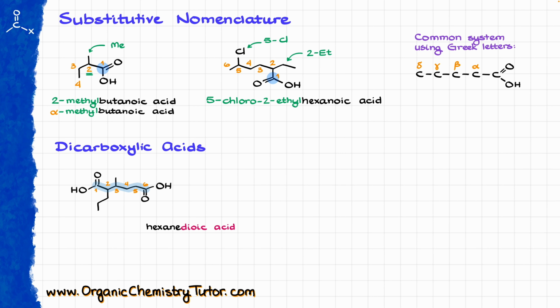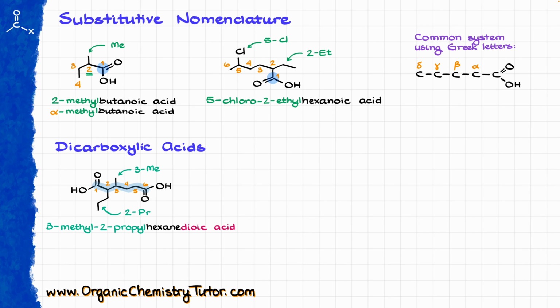Now, in this case, I do have a couple of substituents. We have a methyl group in the third position, and we have a propyl group in the second position. Like before, whenever I am putting my name together, I need to make sure that I alphabetize my things. That's why I'm going to say 3-methyl and then 2-propyl. So the name for this molecule is going to be 3-methyl-2-propylhexanedioic acid.